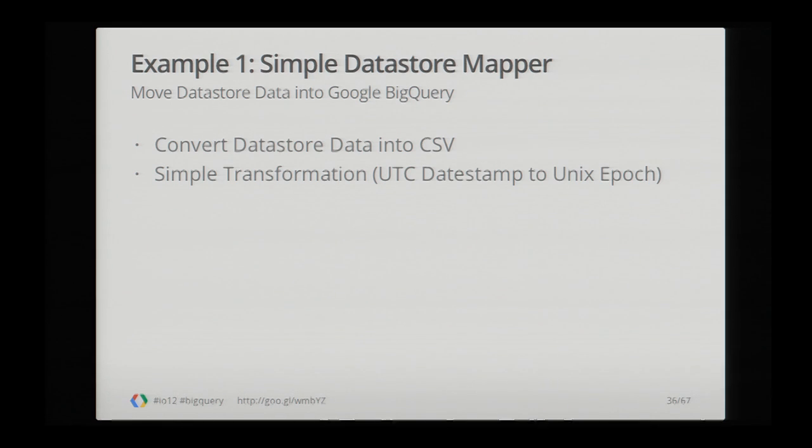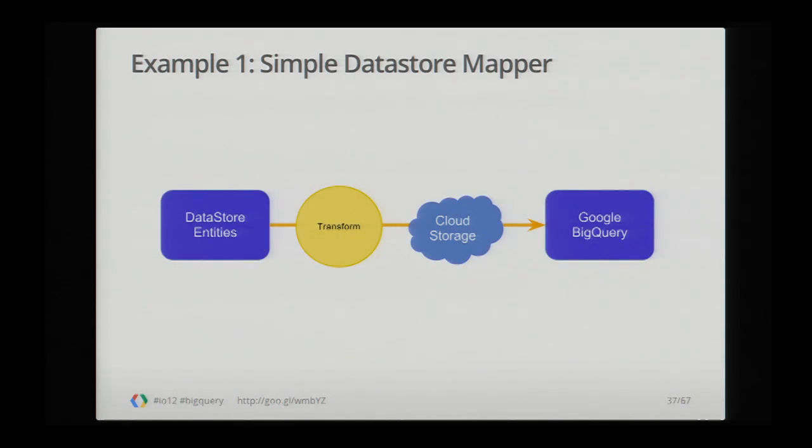But data store data can support different kinds of timestamps and also different data types. So oftentimes we have to convert that data. It's a pretty trivial transformation, but it lends itself great to MapReduce when you're building these kinds of applications. So just to simplify, we're going to take data store entities, transform them, put them into Cloud Storage, and then pipe them into Google BigQuery at the end.